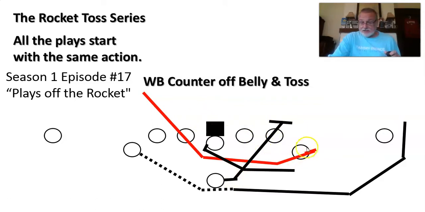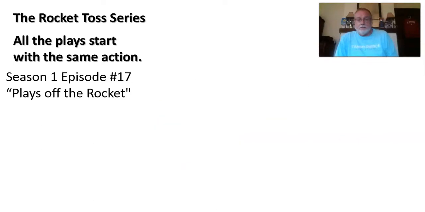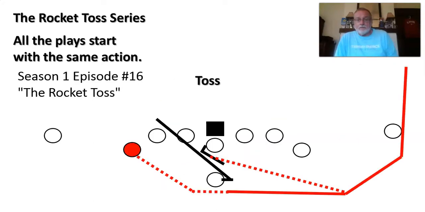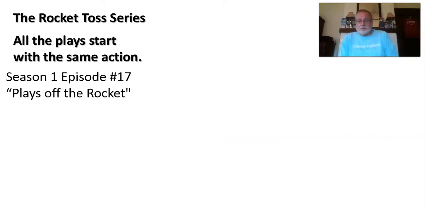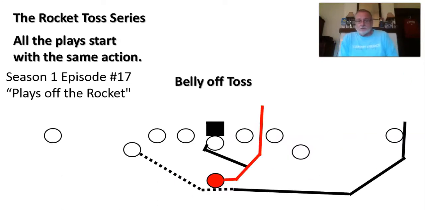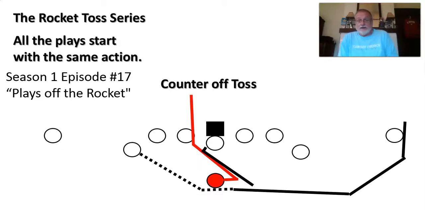This guy jab steps like he's going outside to block on rocket to reach somebody, then comes back underneath the quarterback. And that jab step is to give that fullback a chance to clear and come right back underneath. And everything looks the same. Let's go back real quick. Just watch it. Toss. Belly off toss. See how? Counter off toss. Boot off counter. Still hadn't changed.